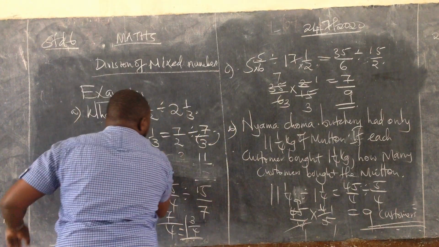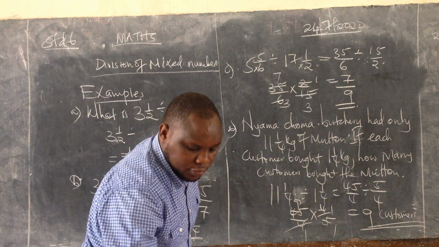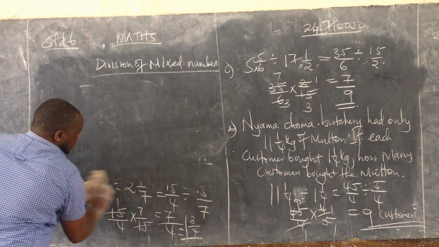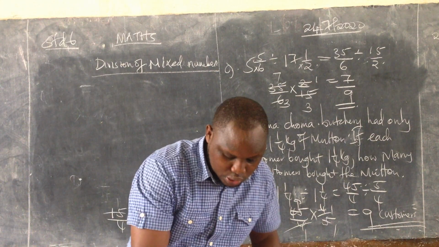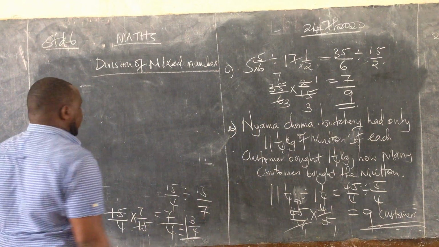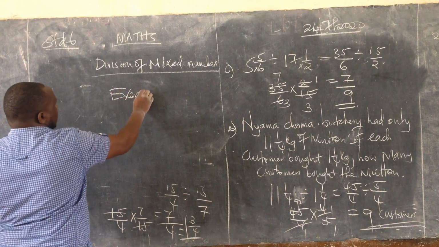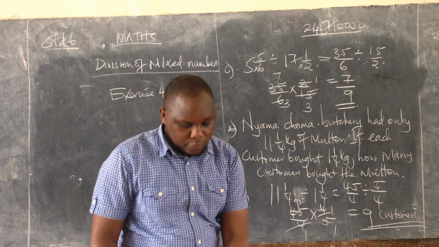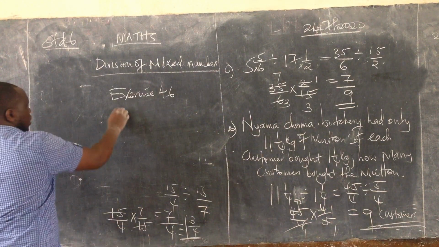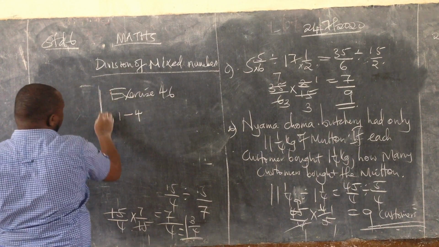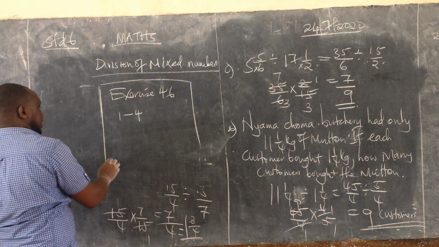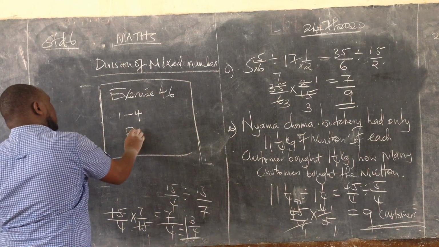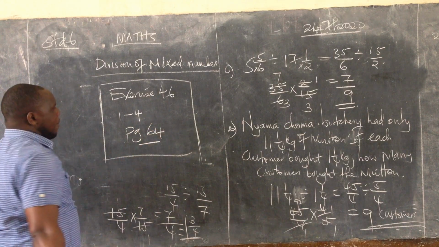So without wasting a lot of time, I want to give you an exercise here that you're going to attempt while you are still back at home. So exercise 46, you are going to do from number 1 to 4. I'm not going to give you a lot of work, so that you have ample time reflecting on those questions. That is on page 64. Page 64 of your primary maths.